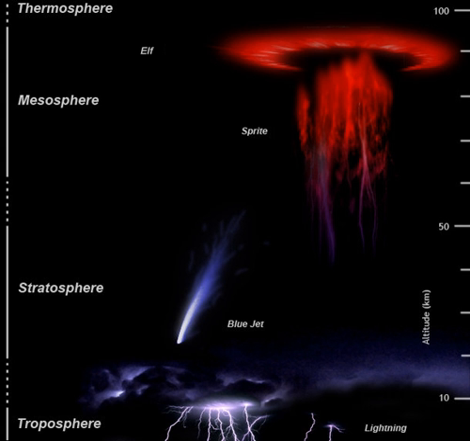It was previously believed that blue jets were not directly related to lightning flashes, and that the presence of hail somehow led to their occurrence. They are also brighter than sprites and, as implied by their name, are blue in color.